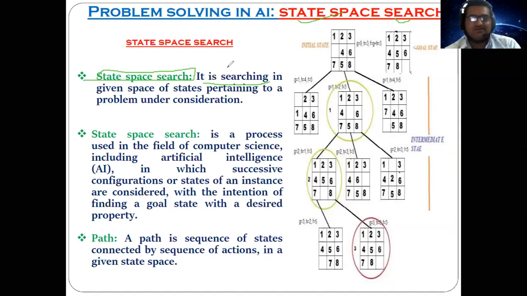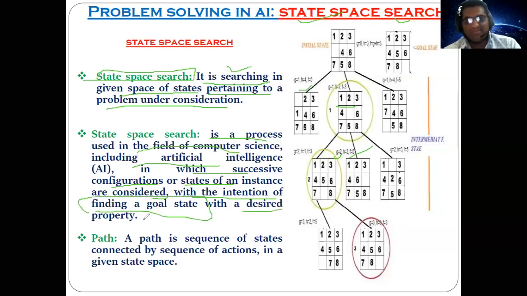Yes, exactly. It is searching in a given space of states pertaining to the problem under consideration. Understood. It is the process used in the field of computer science, including artificial intelligence, in which the successive configurations or states of an instance are considered. Successive configurations or states of instances are nothing but this state, this state, this state, this state. Can I use the words successive configuration for this? Yes, sir. In which the successive configurations or states are considered with the intention of finding what? Finding the goal state with the desired property.